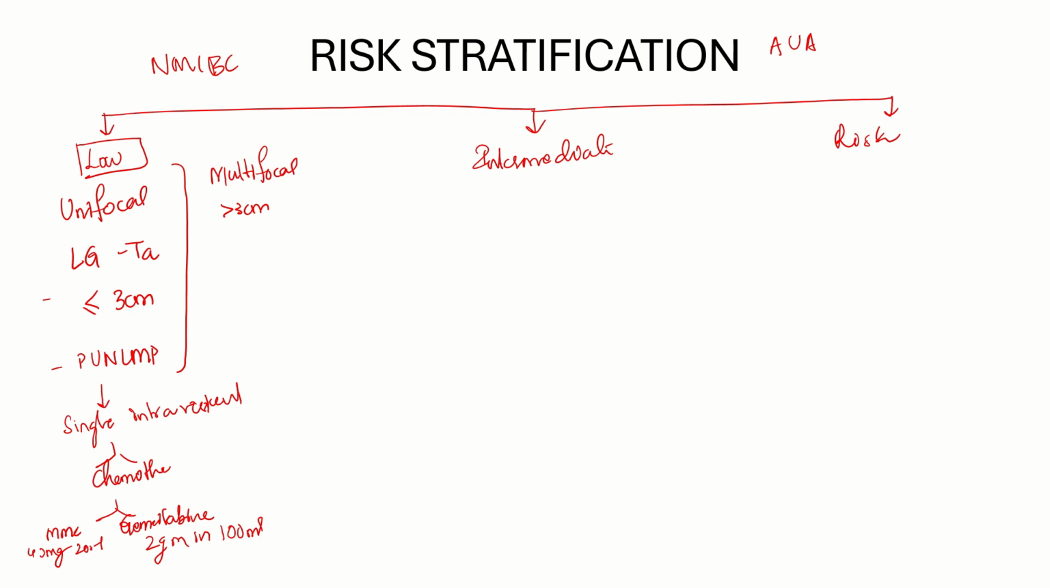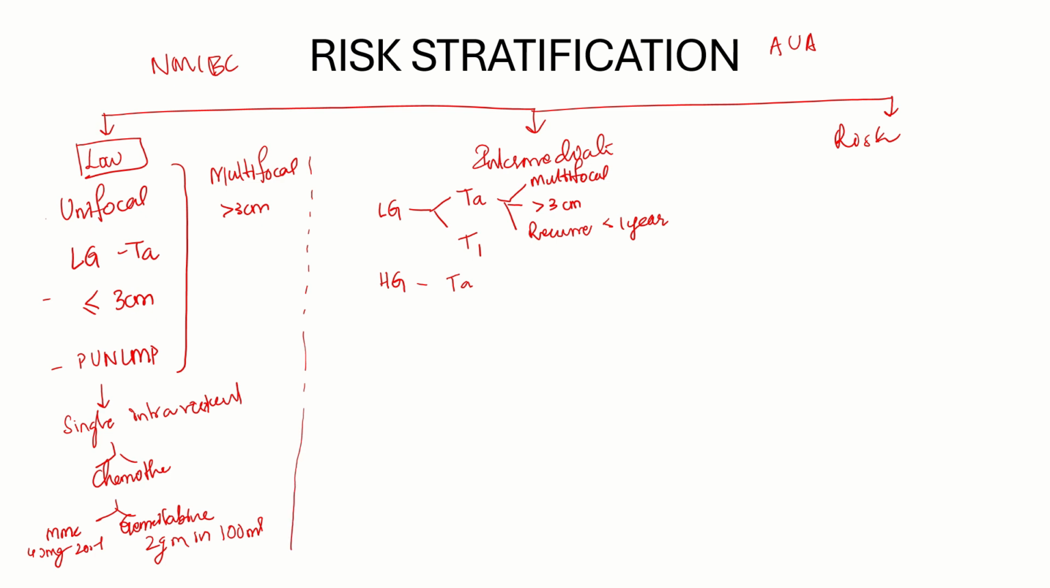Next, coming to the intermediate risk groups, I've divided them into low-grade tumors or high-grade tumors. Low-grade tumors, which are either TA or T1. TA unifocal are low risk group, whereas TA multifocal and more than 3 centimeters and which recur within 1 year of treatment come under intermediate risk group. High-grade TA tumors also come under intermediate risk group.